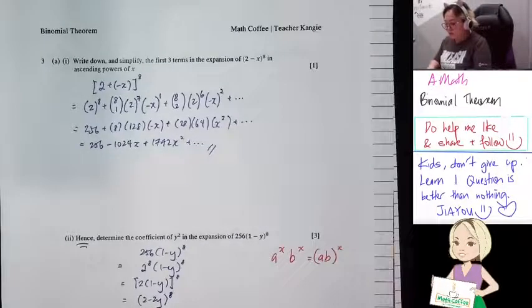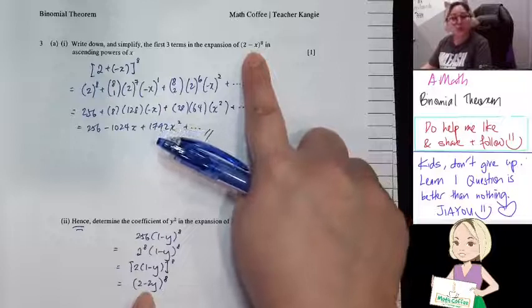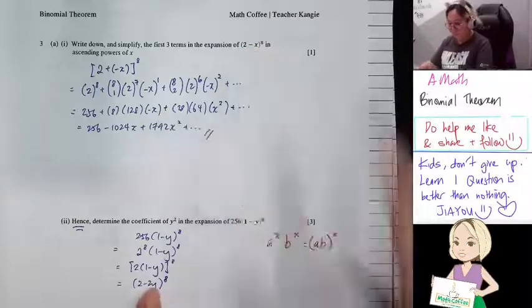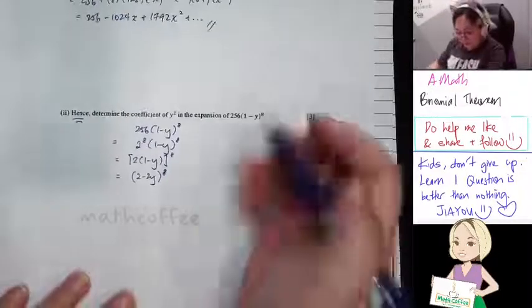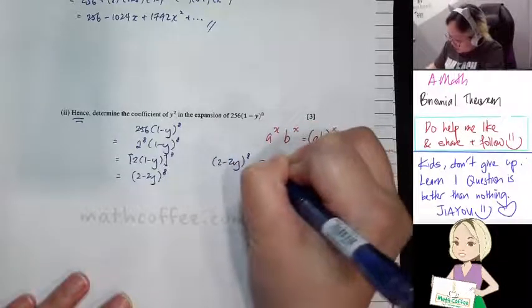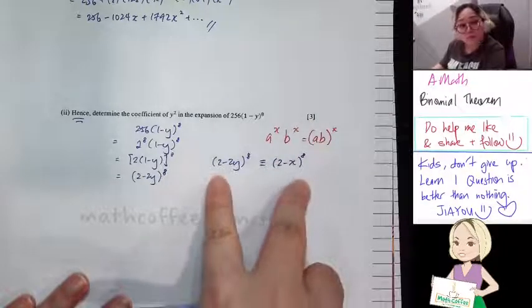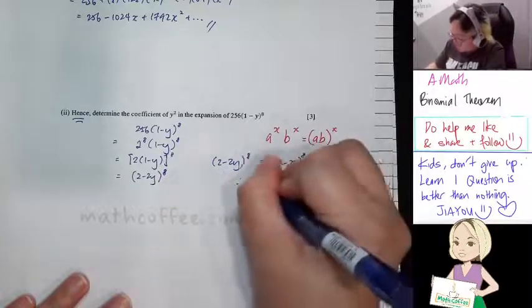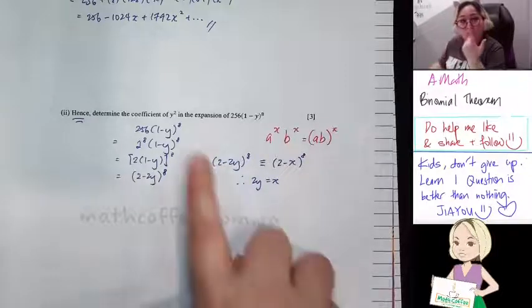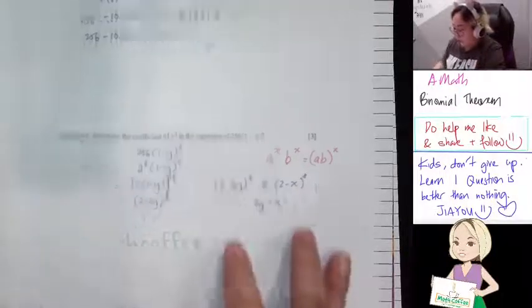So that's where you link with this one. Now you refer to this, compare this and this. Do you notice that actually it's just replacing the x to become 2y? So I will write that 2 minus 2y to the power of 8 is the same as the top, whereby it's 2 minus x to the power of 8. So we know therefore the 2y equals x. So what does that mean? They want y to the power of 2, right? So I will go back to here.